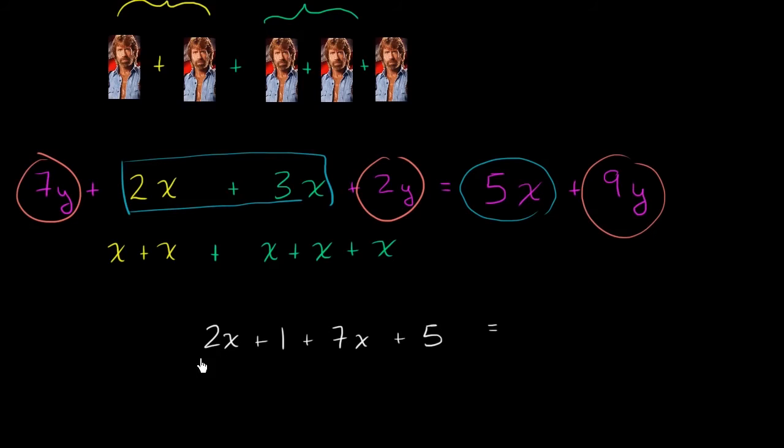Well, once again, you might be tempted to add the 2 plus the 1, but they're adding different things. These are 2 x's. This is just the number 1. So you really just have to add the x's together. So you're going to say, well, I got 2 x's, and I'm going to add 7 x's to that. Well, that means I now have 9 x's. And then separately, you would say, well, I've got just the abstract number 1, and then I got another 5. 1 plus 5 is going to be equal to 6.